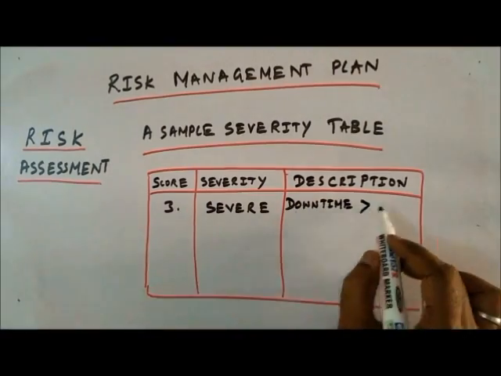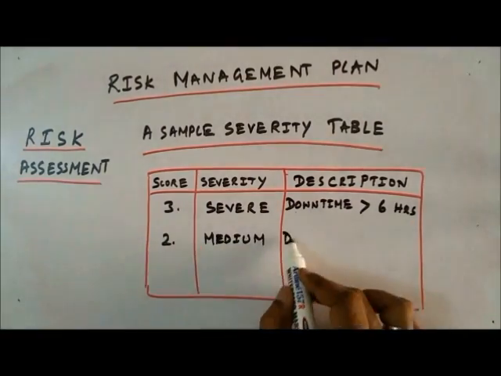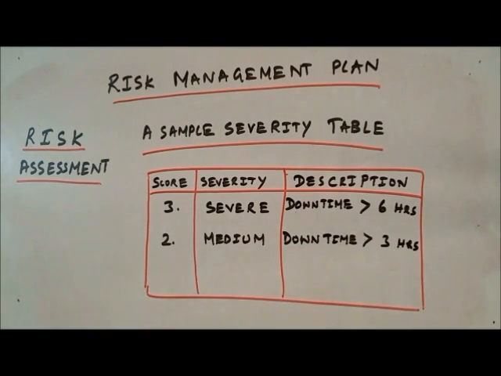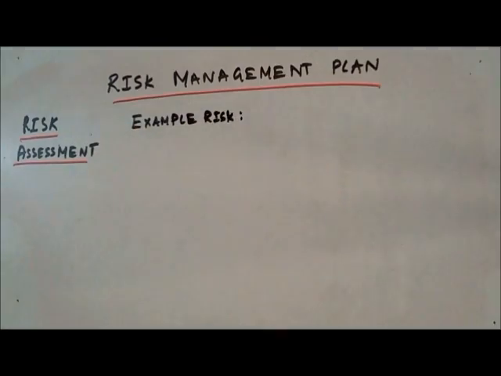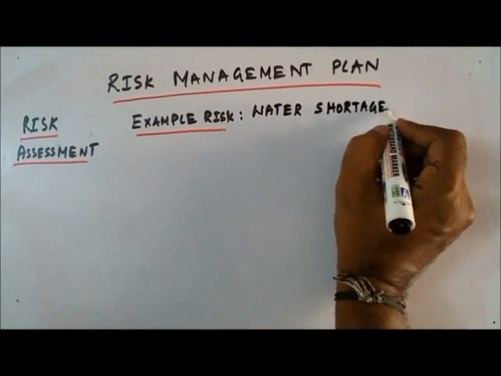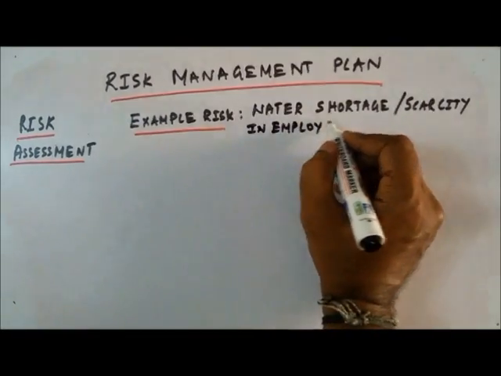Let's look at a sample severity table. Score number 3 says severity is severe and it says downtime greater than 6 hours. A score of 2 is medium and downtime greater than 3 hours, and a score of 1 says low and a downtime greater than half an hour.